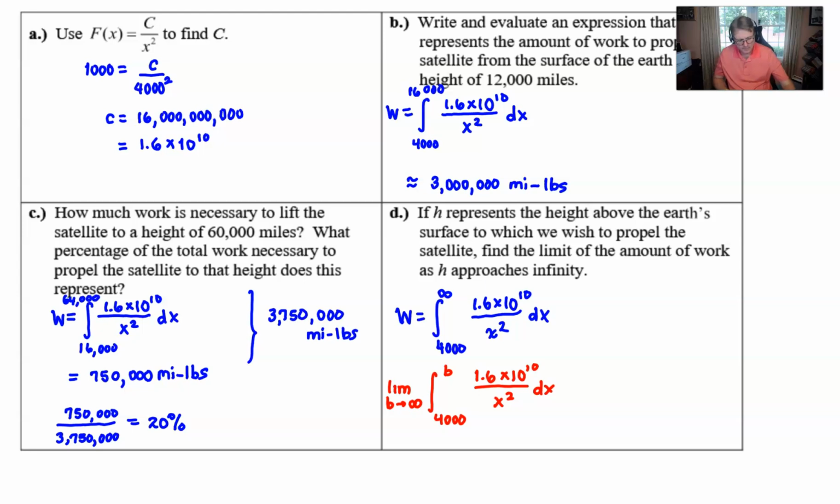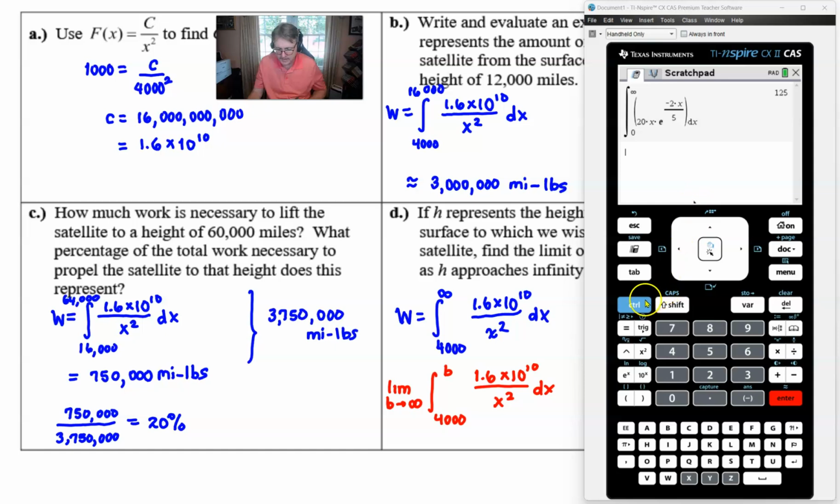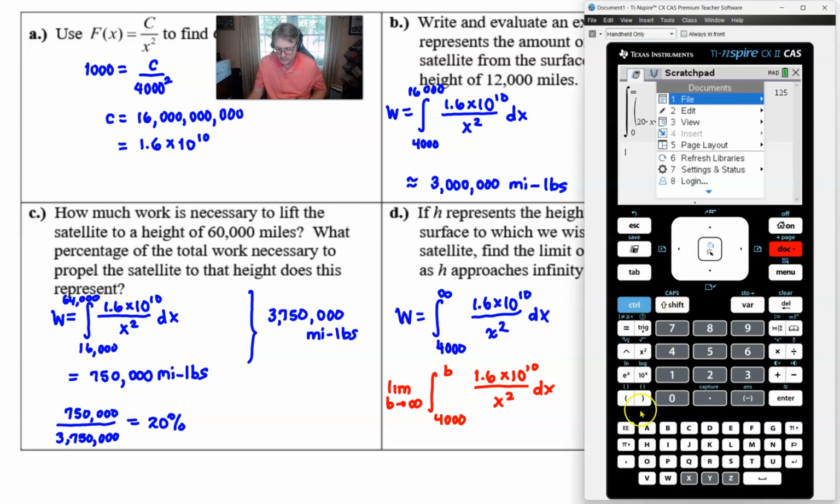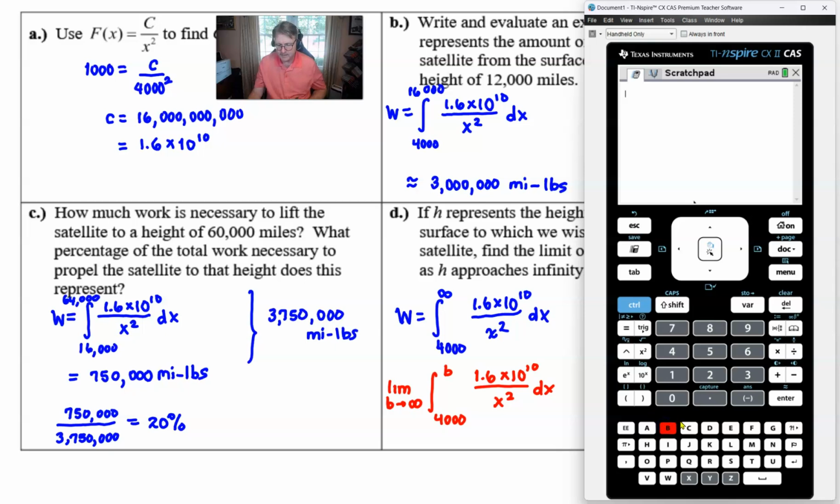And so we'll pull up that calculator. Here is our good friend. I'll delete anything that may have been in there from a previous problem. And we're going to go ahead and set this up. Shift plus, integrate from 4,000 all the way up to infinity. And then our integrand is 1.6 times 10 to the 10th. That's going to be this EE button here, and then I can just type a 10, and that is times 10 to the 10th power, all divided by x squared.